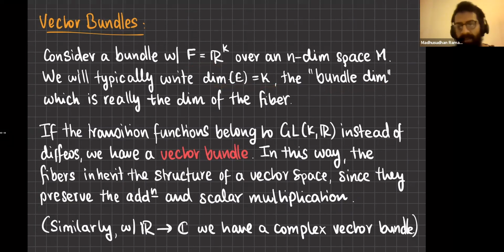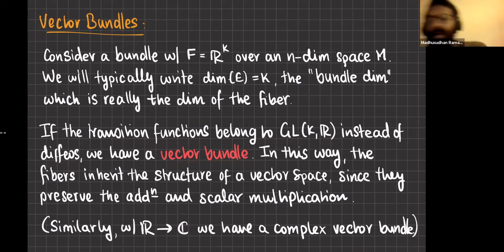This is obviously a misnomer, but this is standard in the literature. Bundle dimension refers to the dimension of the fiber. Okay, because that's really what's relevant when you're talking about transition functions and stuff. You need the matrices to be of a certain size and all that. Now, if the transition functions of such a bundle belong to the general linear group, right, instead of the full group of diffeomorphisms, then we have what is called a vector bundle.